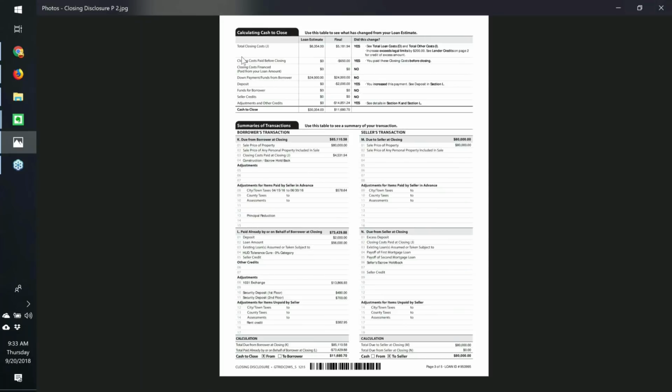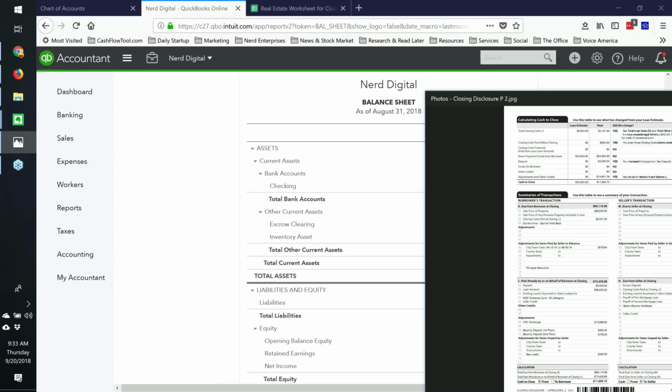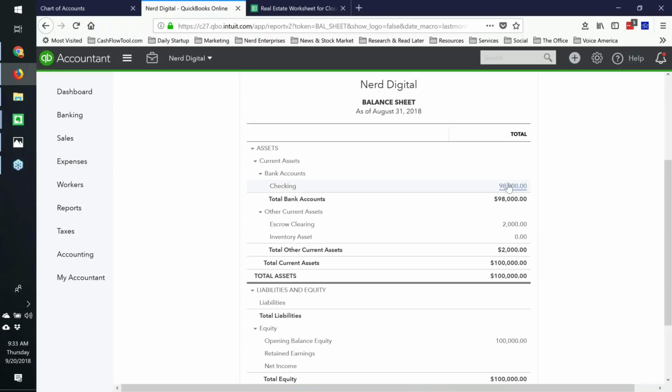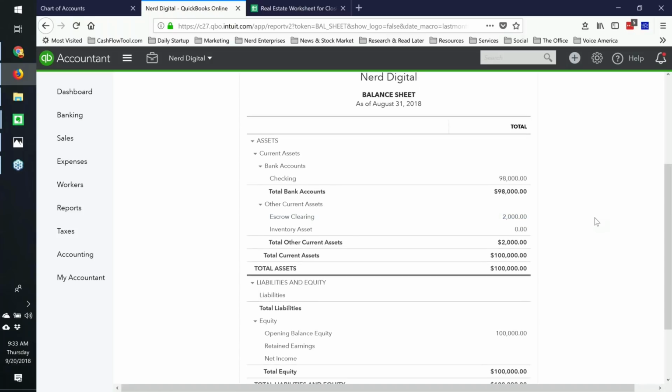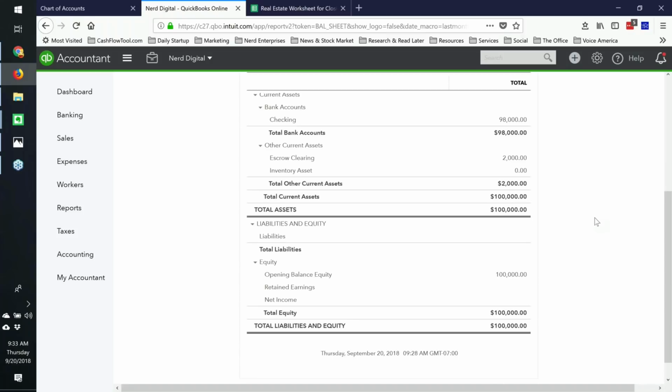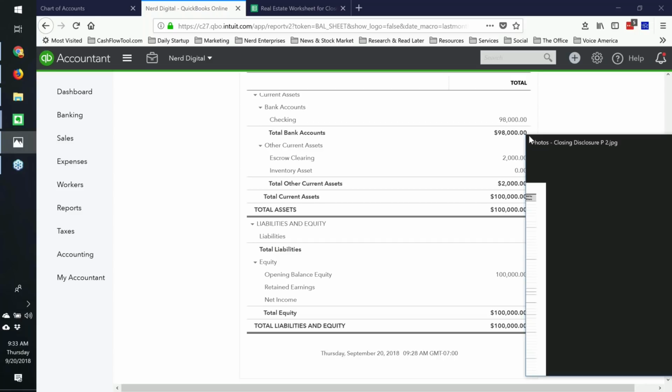So again, we recorded that $2,000 escrow payment, and now it's on the balance sheet. I went back and started us off with 100 grand. We wrote a check for 2 grand. That's in escrow clearing. So balance sheet wise, and I always like to look at it this way, I just transferred money out of one asset and into another, right? It's sitting there in escrow clearing, but it's going to get pulled out of there in a minute when we do the HUD one, right? Or the closing disclosure as it's now called.